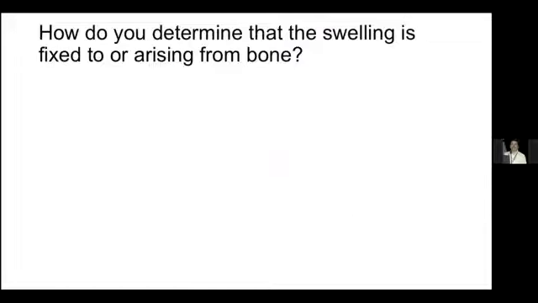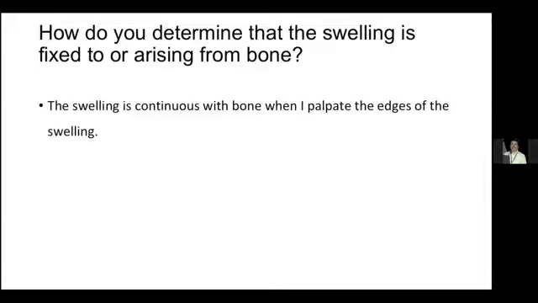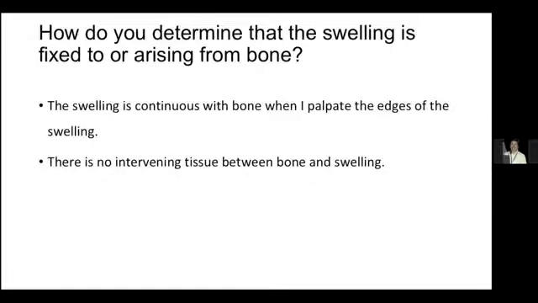So how do you determine that the swelling is fixed to or arising from the bone? This is a very common question, and this becomes a stumbling point. We don't have to go into a very complex management scenario. We need to address these small building blocks very clearly. The swelling is continuous with the bone when I palpate the edges of the swelling. Meaning, when I palpate the normal radius in this patient, and how do I do that?